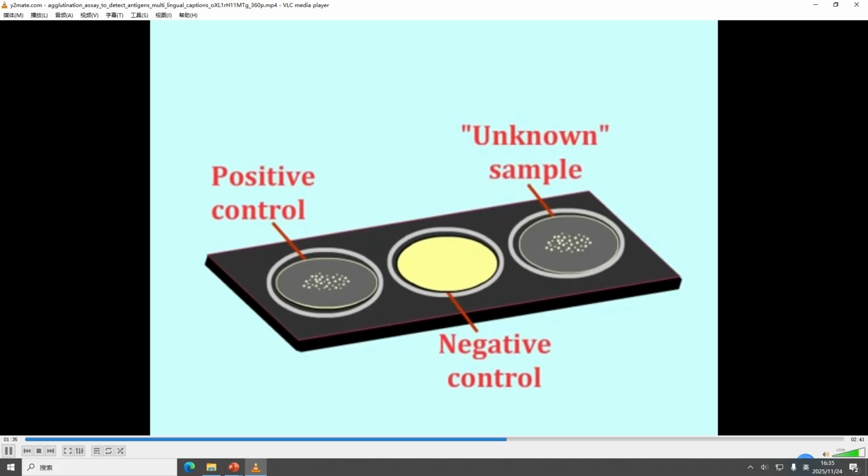This transition should occur in the circle with the positive control. If the antigen is present in the unknown sample, then it will form clumps. The negative control circle should remain unclumped and opaque.